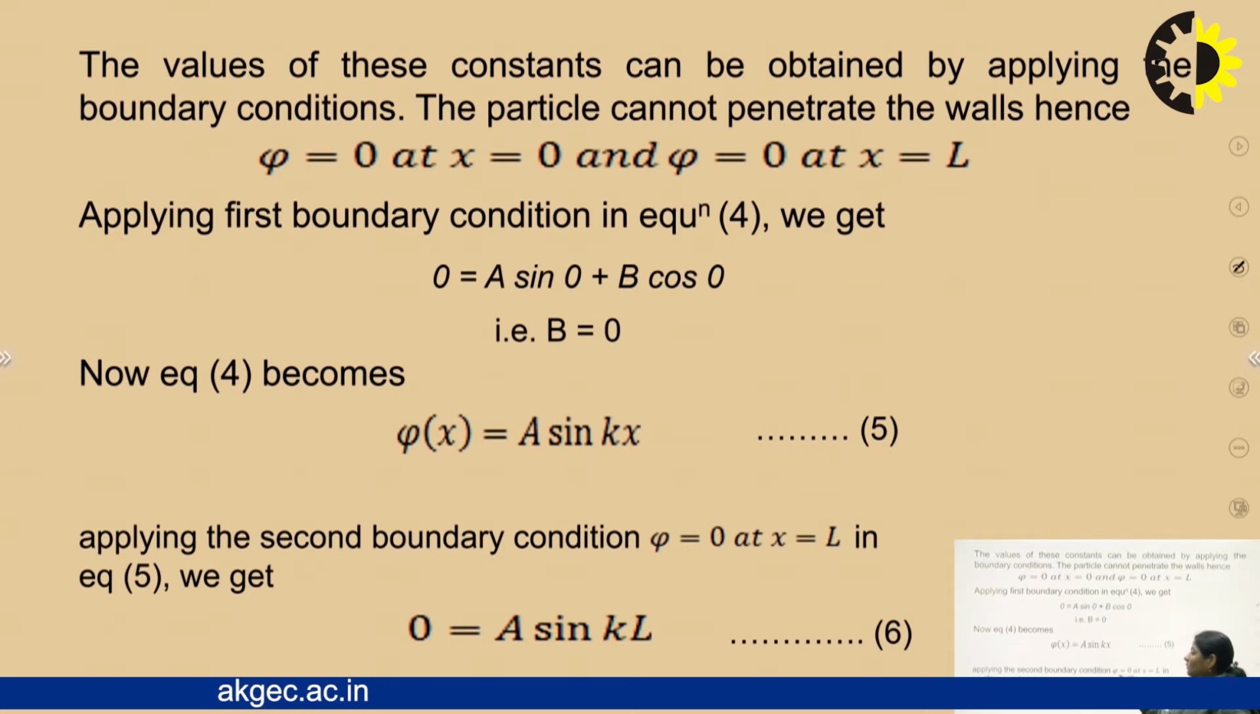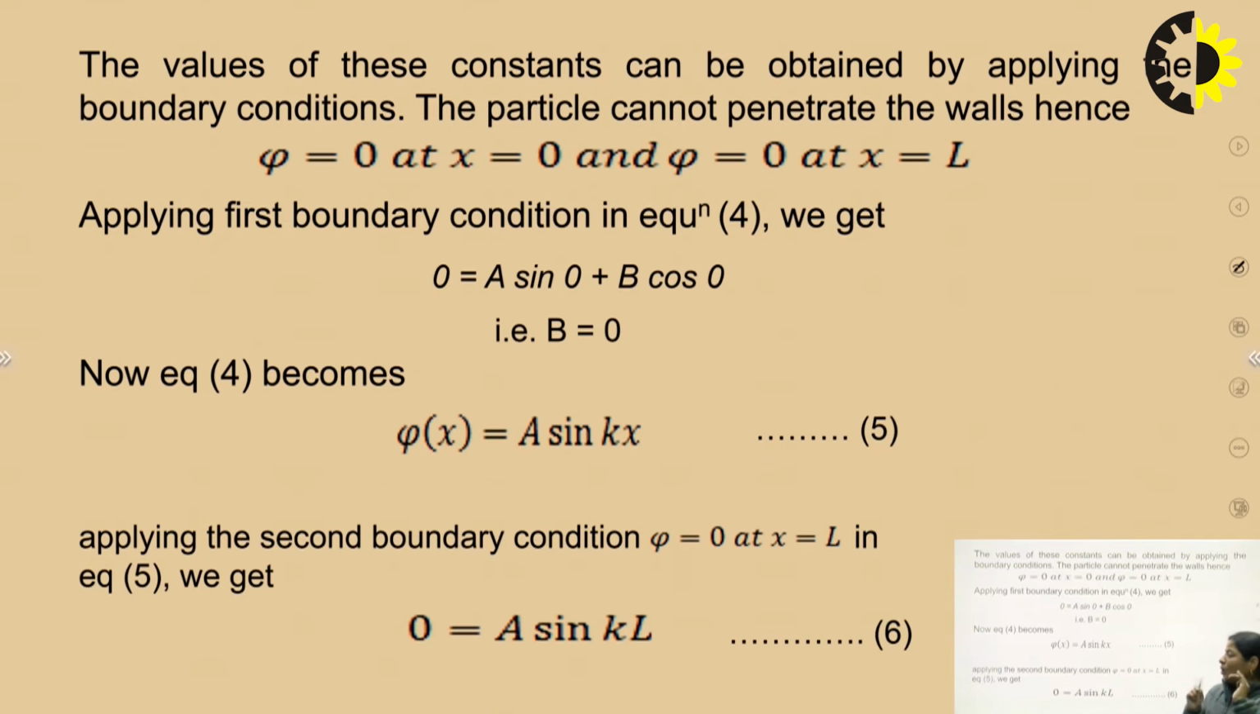At x equals L, phi has to be 0 again, for the same reason: at the boundary the potential energy is infinite, so the particle cannot cross. Therefore the existence of the particle at this boundary is also minimum. So we have to keep phi equals 0 here. Now we put this boundary condition in, so x equals L, phi equals 0, and we have obtained the relation A sine KL equals 0.